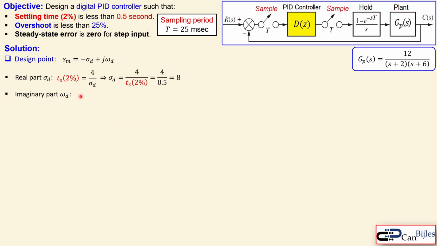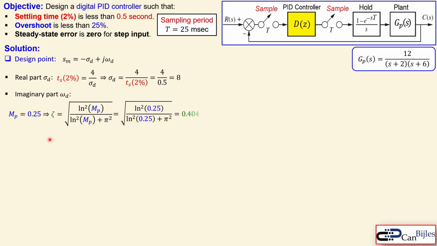The imaginary value will be determined from the overshoot specification. For that we need to first determine the damping ratio, so the 0.25 is MP, which is the overshoot as a scalar, and the damping ratio zeta can be determined using this formula by using this MP value in the scalar form. When you substitute the value in here, you get 0.404. Now for the imaginary value omega d, there is a geometric expression here which comes from the geometry in the root locus plot.